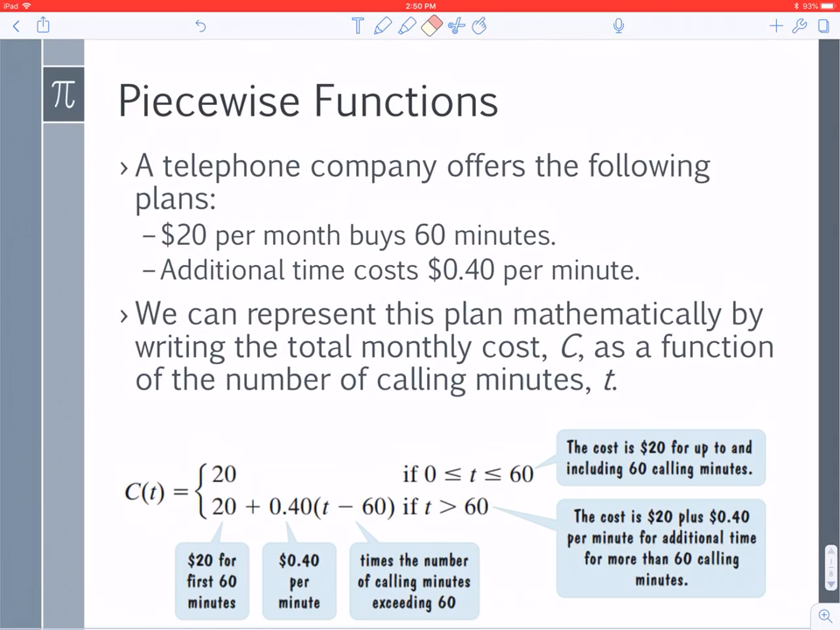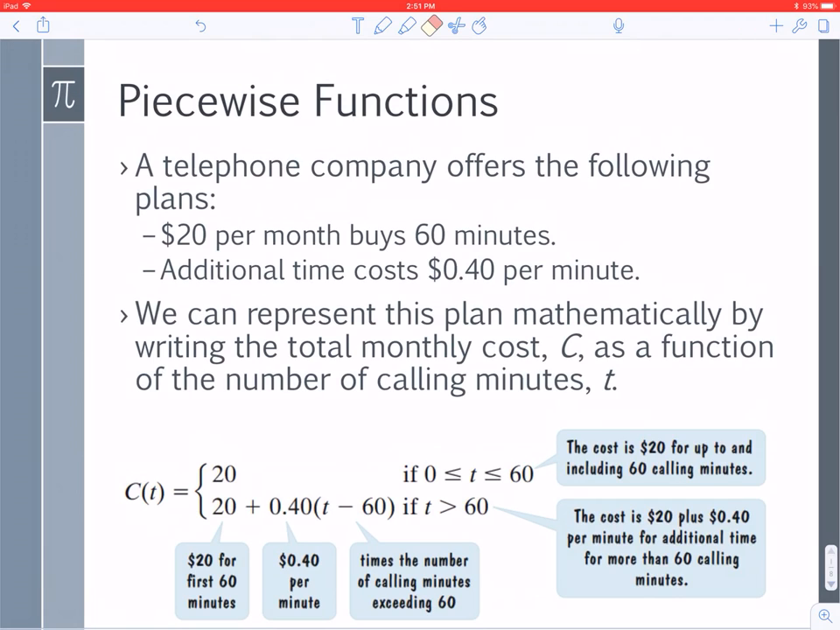If you use 60 minutes or less, they're going to charge you a flat rate of $20. So $20 buys you 60 minutes. Each additional minute that you use your phone is going to cost you 40 cents per minute. So we can represent this example using mathematics, and we can represent this as a function.